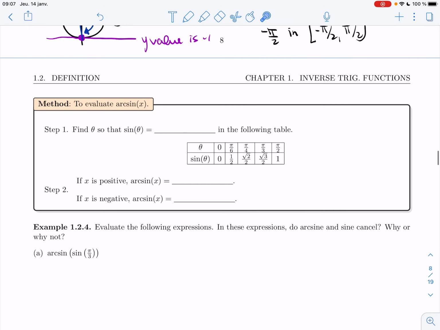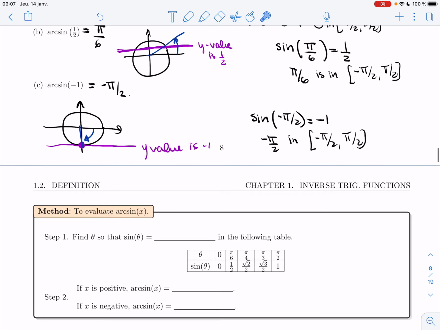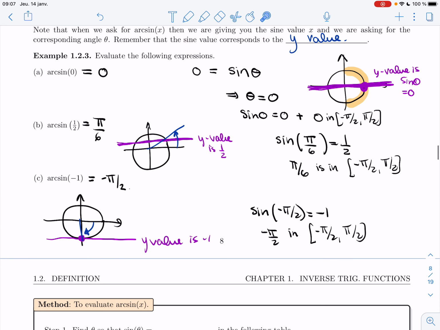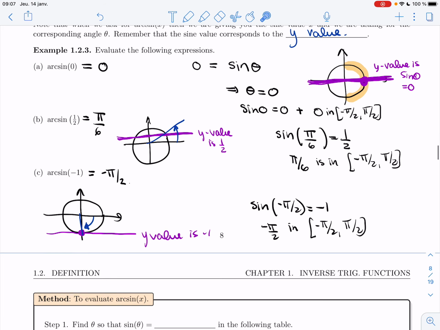Welcome back. In this video, we'll recap how to evaluate arcsine. In example 1.2.3, I used our knowledge of trig functions to evaluate it. I'm going to give you a more straightforward method that doesn't rely on your understanding of trig, just to make sure that if your trig is weak, you can still do this. And then we'll do more examples.